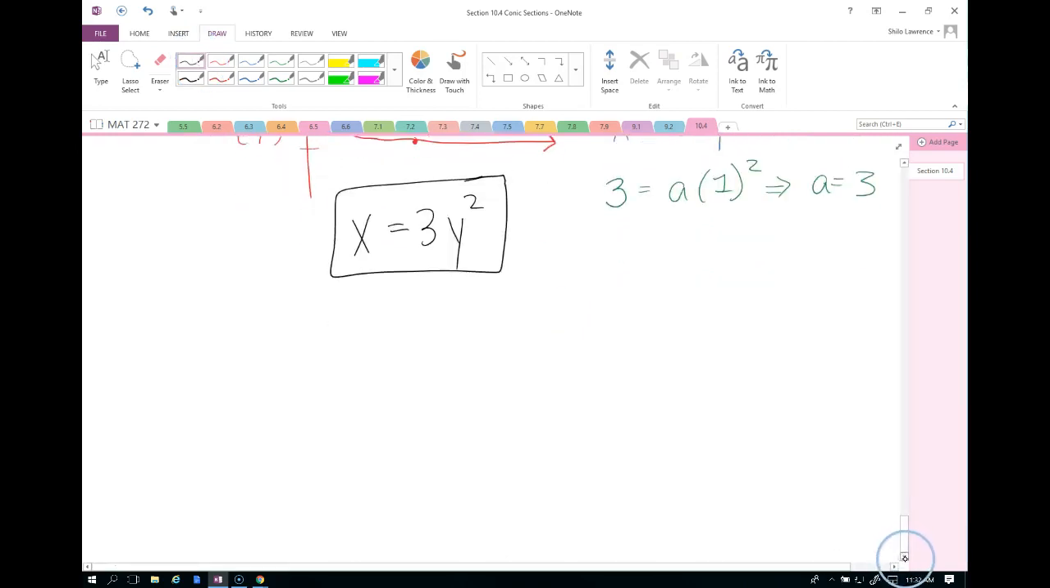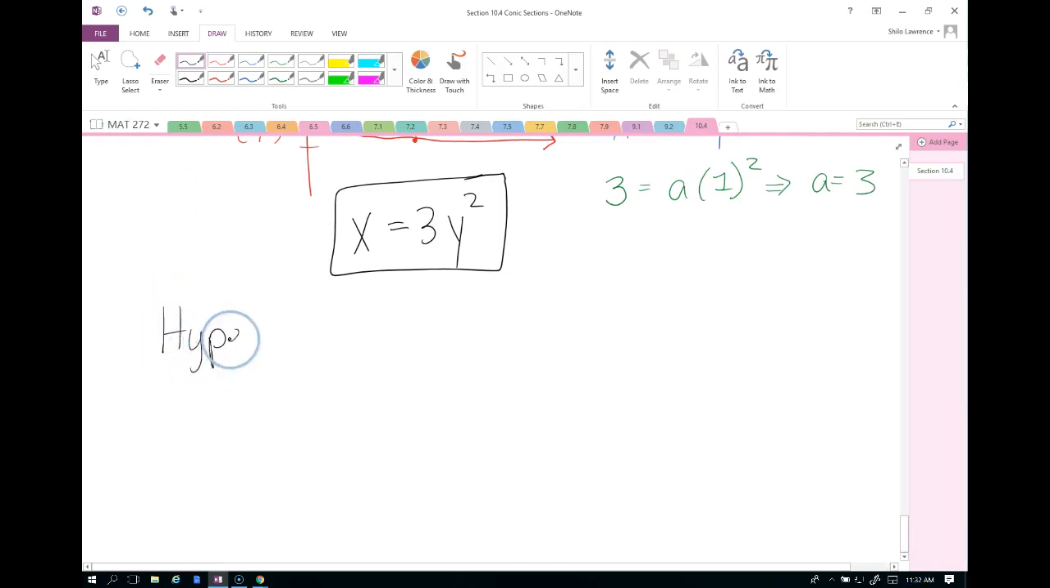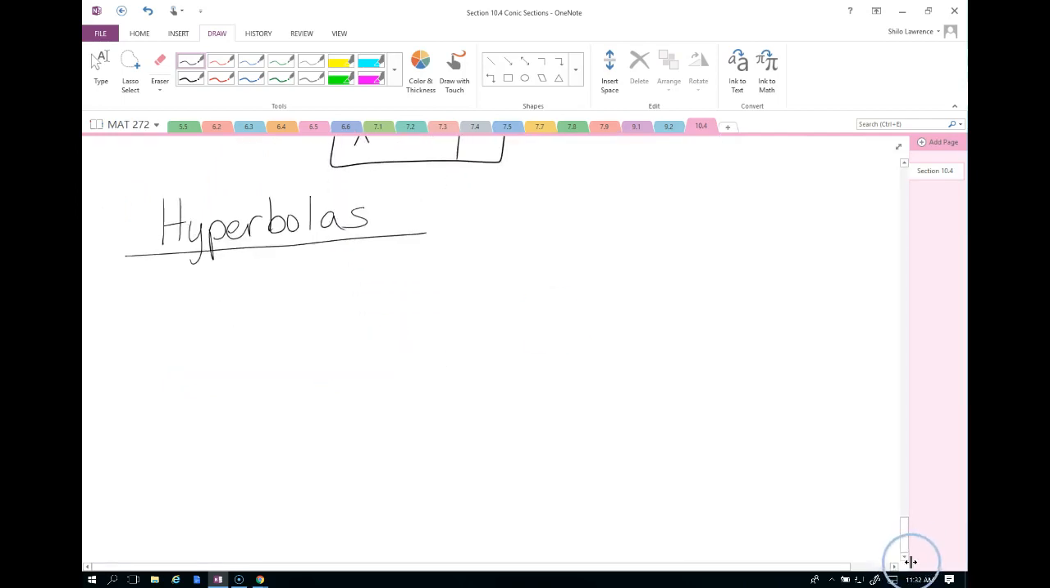The last conic section can be the most difficult, and it's the hyperbola. It definitely has the most components to it, and it can be the trickiest to draw. Just like our parabola, there are two options for how a hyperbola can be drawn. It can open vertically or it can open horizontally.